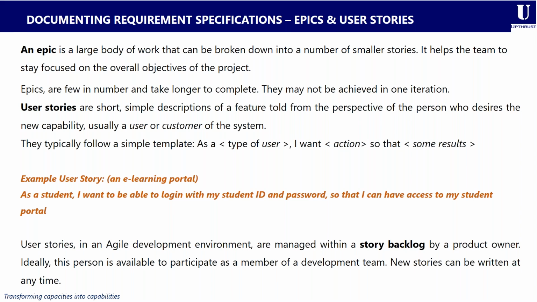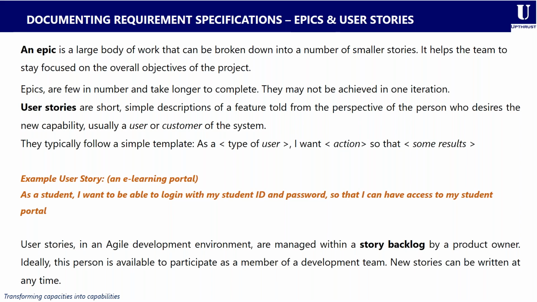User stories in an agile development environment are managed within a story backlog by a product owner. And ideally, this person is available to participate as a member of the development team, and new stories can be written at any point in time during the course of the initiative.